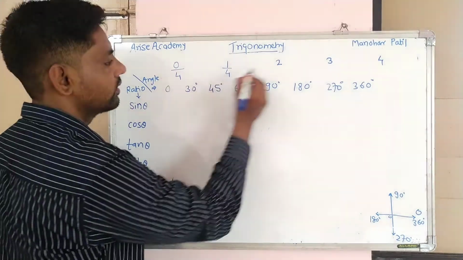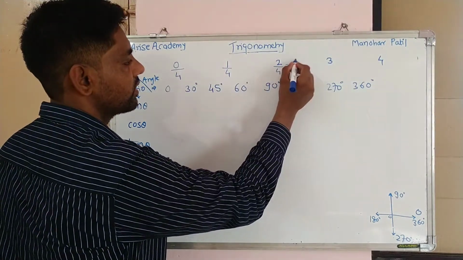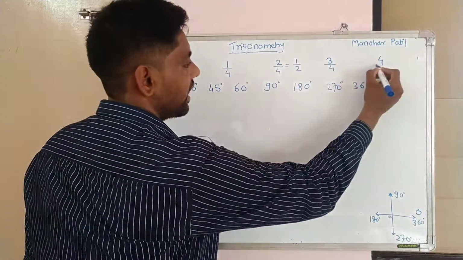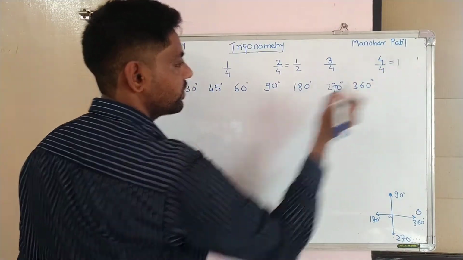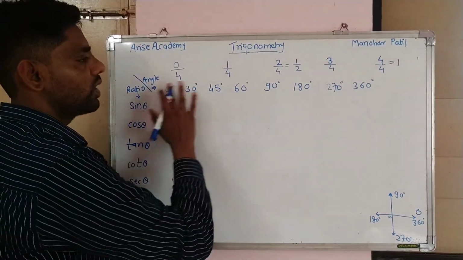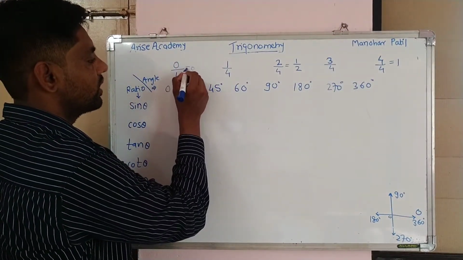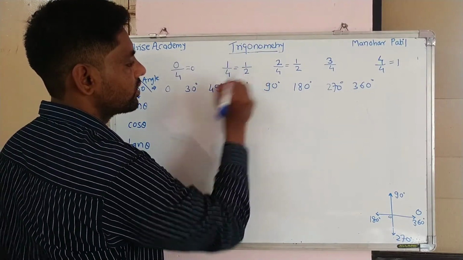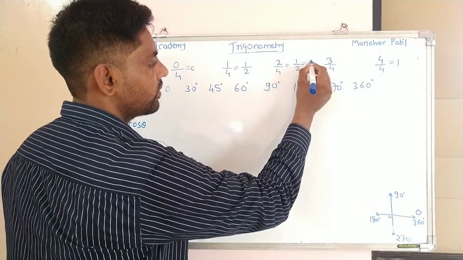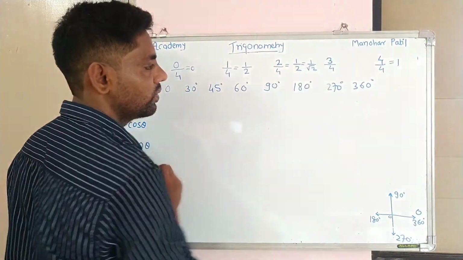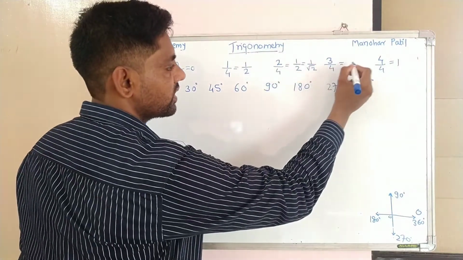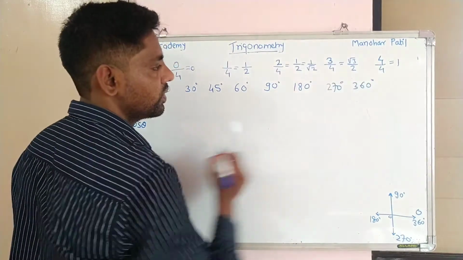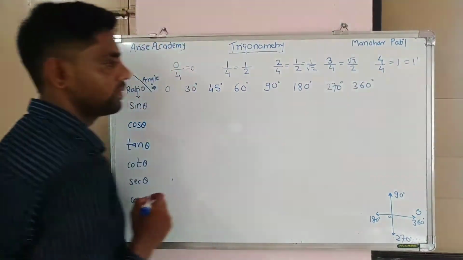So you will get 1 by 4 and 2 by 4, which means 1 divided by 2, then 3 by 4, and 4 divided by 4 is equal to 1. Take the root of all numbers. So root of 0 is always 0. Root of 1 by 4 is nothing but 1 upon 2. Root of 1 by 2 is nothing but 1 upon root 2. Root of 3 by 4 is nothing but root 3 divided by 2. And root of 1 is always 1.